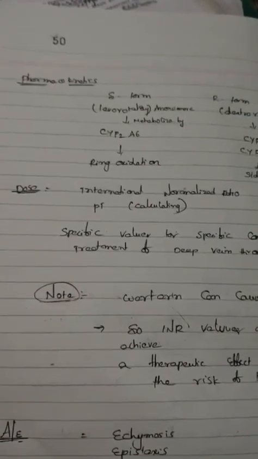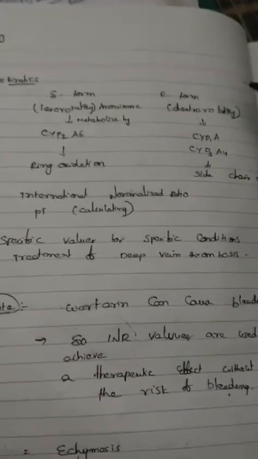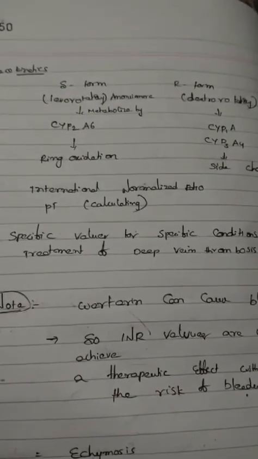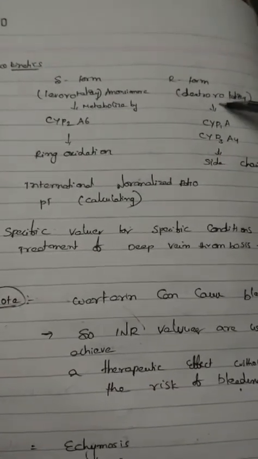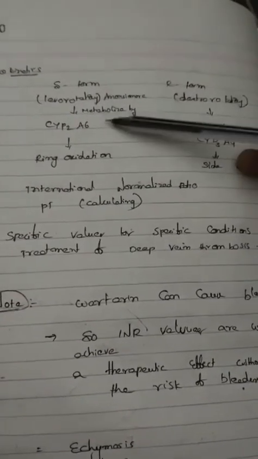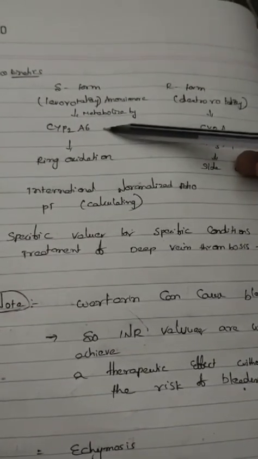Okay, next we'll see the pharmacokinetics of warfarin. Warfarin exists in two forms, that is the S form and the R form. The S form is the levorotatory form, and the R form is the dextrorotatory form.